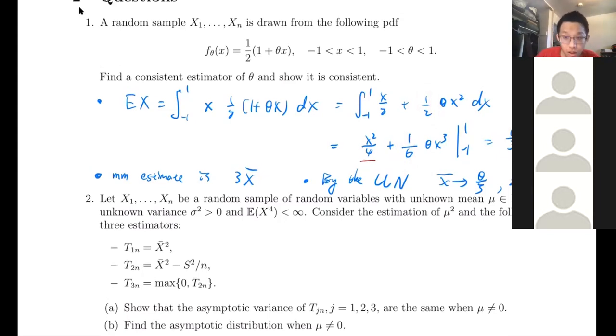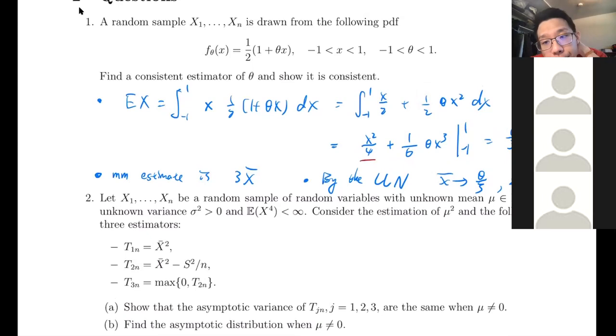Can I ask a question about this? So how did you know to use the method of moments here instead of the MLE? Because it is much easier to calculate. So I mean, always try method of moments first. Usually the method of moments will be a consistent estimate, because we have the law of large numbers.